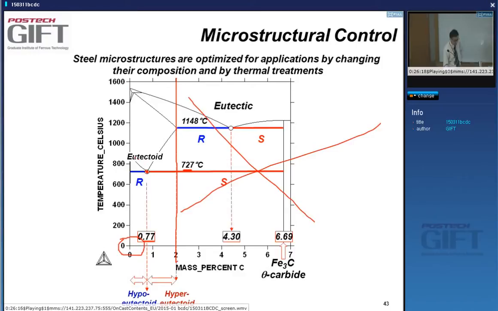So we have the eutectoid point. And so we say of steels that contain less than 0.77 carbon, that they're hypoeutectoid. Hypo means less than the eutectoid composition. If you're above this, we say they're hypereutectoid. So basically, we have two types of steels: hyper and hypoeutectoid steels.